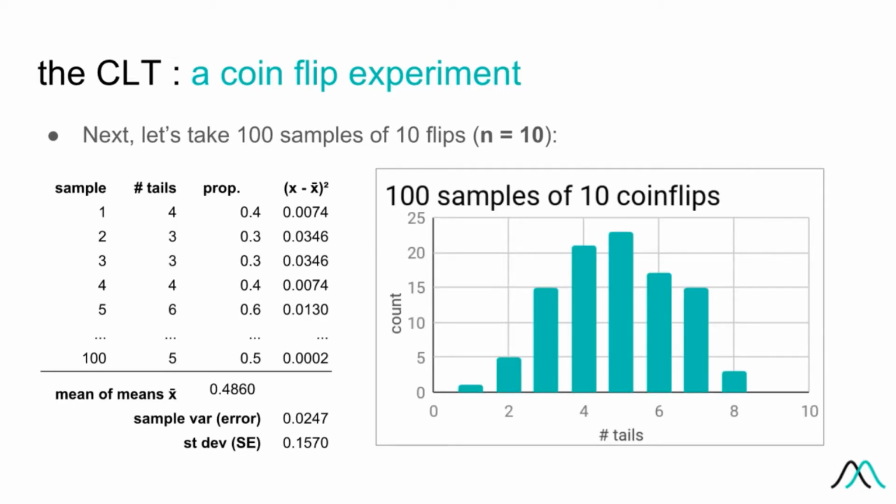Now, let's bump up the sample size to n equals 10 and simulate 100 samples of 10 flips each. How will the sample means vary now? Of course, with n greater than 1, the mean of each sample will no longer equal 1 or 0. For example, you can see the first sample of 10 flips gave 4 tails for a mean proportion of 0.4. After taking 100 of these sample means of 10 flips each, the mean of all means was 0.486, which is very near a fair coin's, that is the assumed population's, expected central tendency of 0.5.